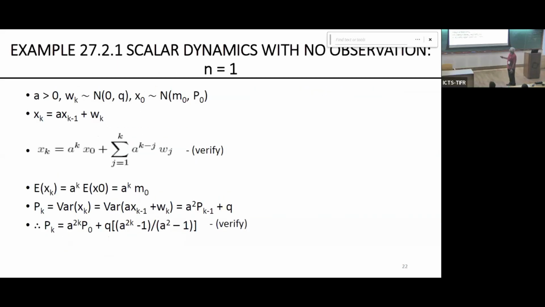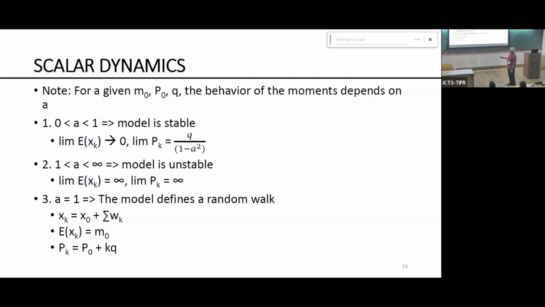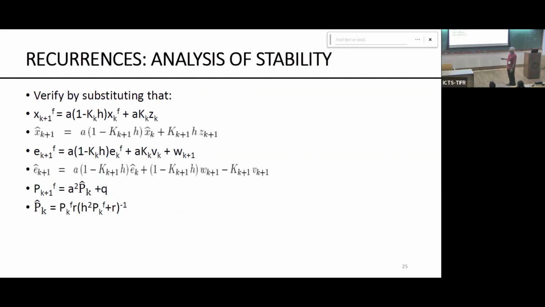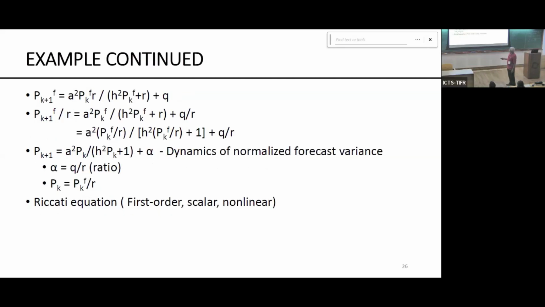So look at that now. a is the model parameter. a can be anywhere between 1 and infinity. a is equal to 1. You get various different kinds of models. I derive the complete filter. I compute the errors. I compute the forecast covariance.